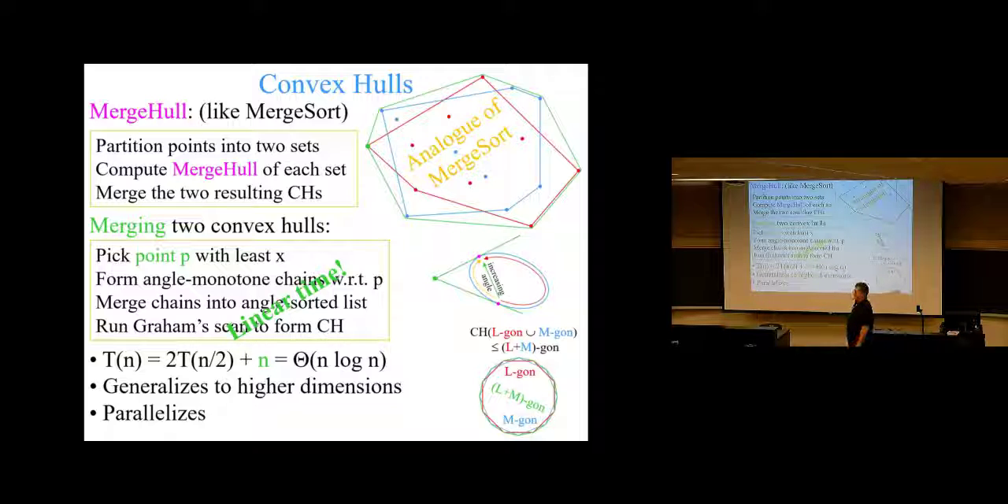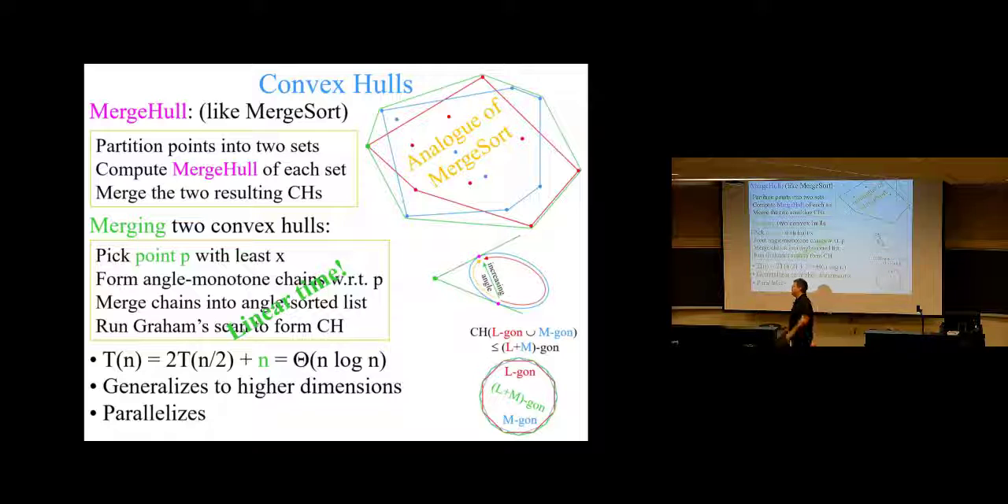Any questions about this? This is the analog for convex hulls of merge sorting numbers. At least conceptually, abstractly, it's the same template. And the same time complexity. And for the same reasons. Because it's a divide and conquer approach.